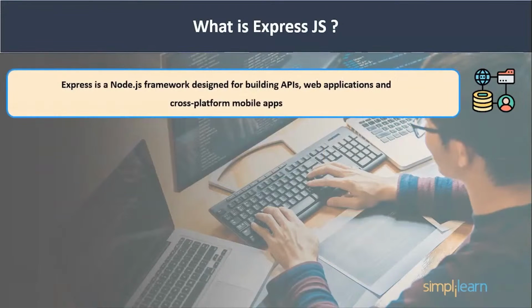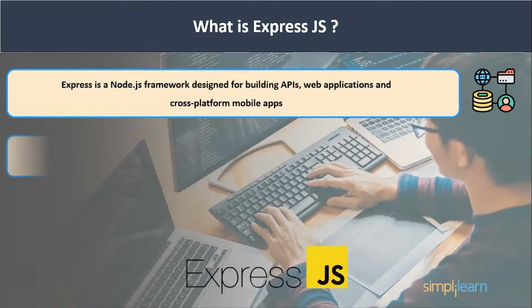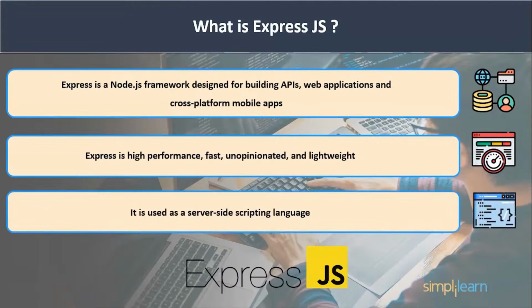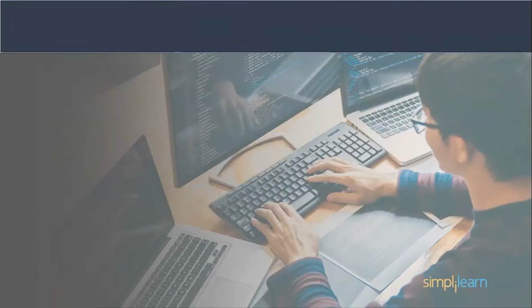Express.js is a Node.js framework designed to build APIs, web applications, and cross-platform mobile apps quickly and easily. It is very high performance, fast, lightweight, and unopinionated. That is, there is no structural way to write code. Express does not force you to write code in a fixed manner. Express.js is used as a server-side scripting language. Let's see the need for Express.js.